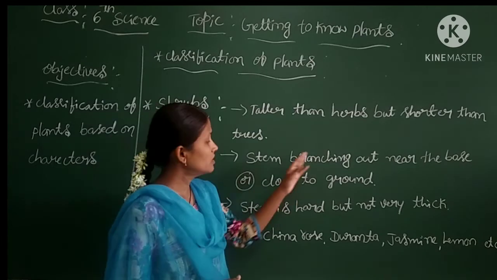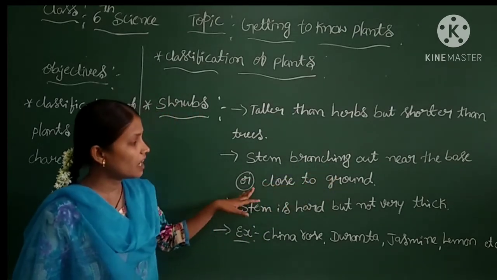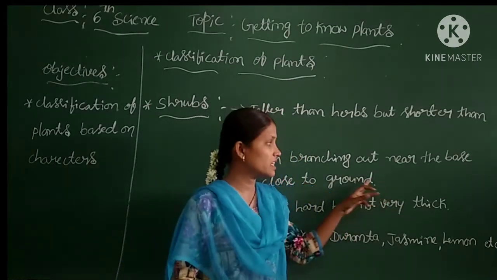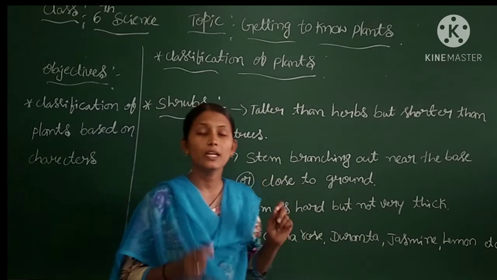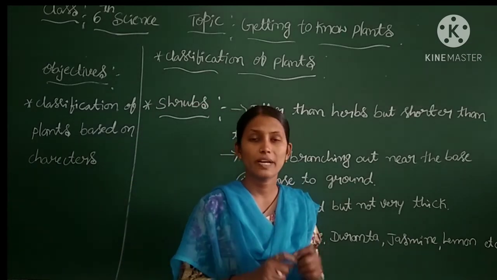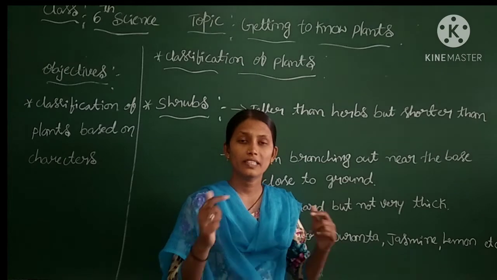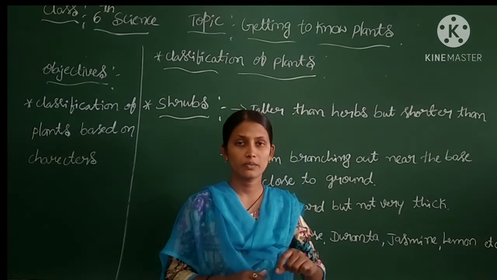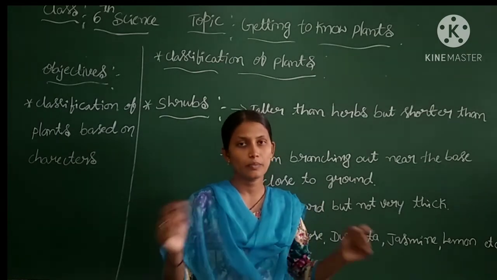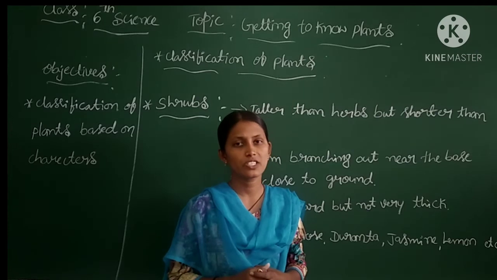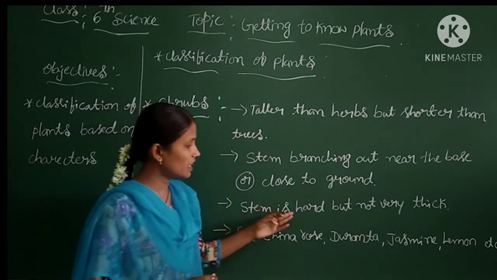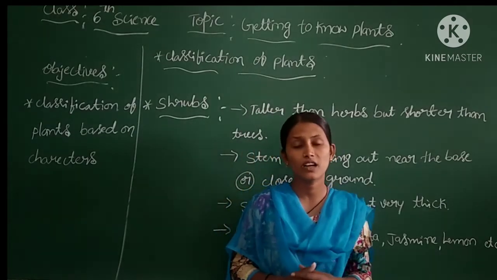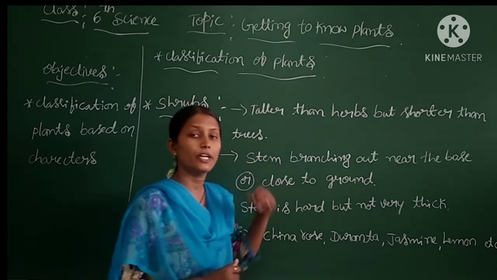Next one, stem branching out near the base or close to the ground. Here we can observe the branching of stem at the base or close to the ground. Nothing but we can see in shrubs the branches will be formed at the base of the plant, that is close to the ground. So in these shrubs, close to the ground, at that part we can observe the branching of stem. Next one, stem is hard but not very thick. The stem is hard but it is not very thick as compared to the trees.